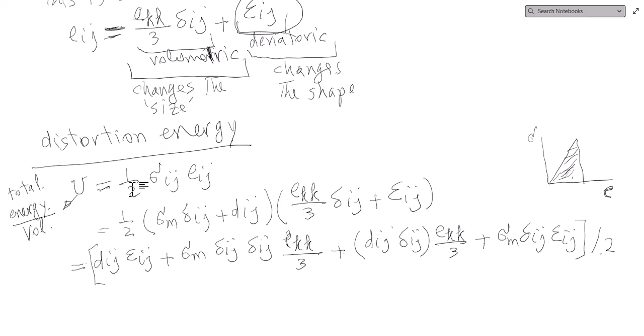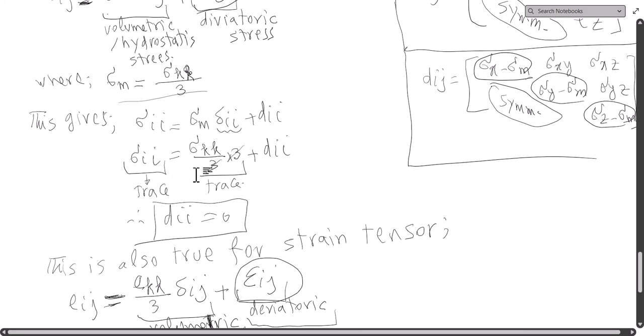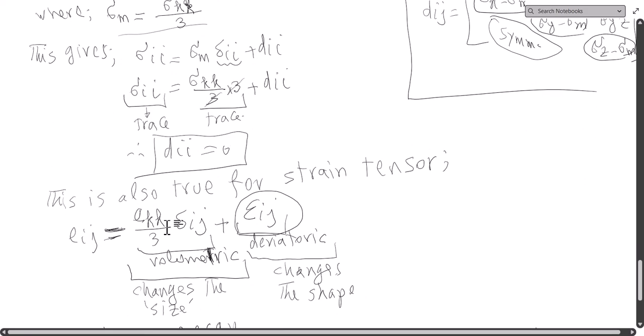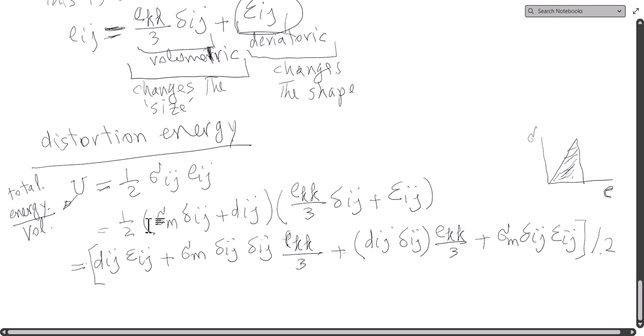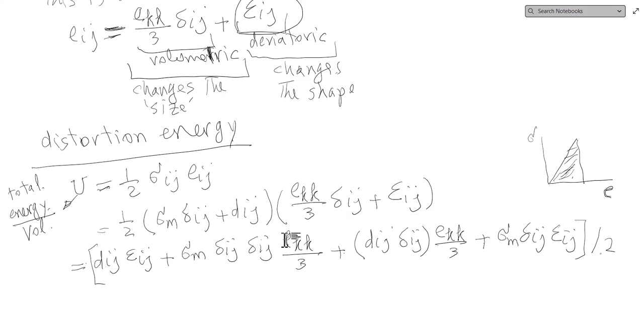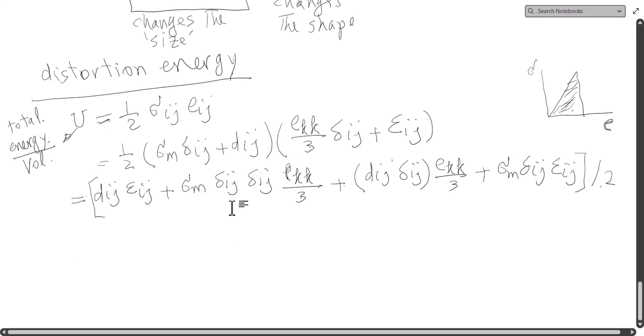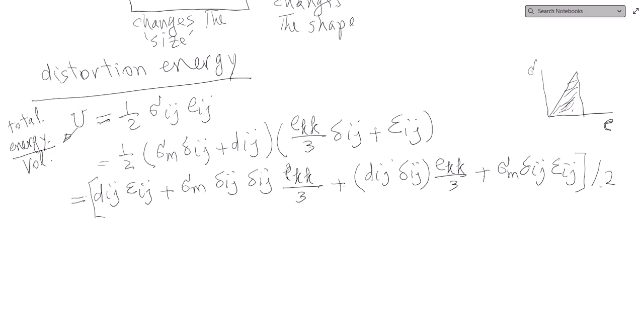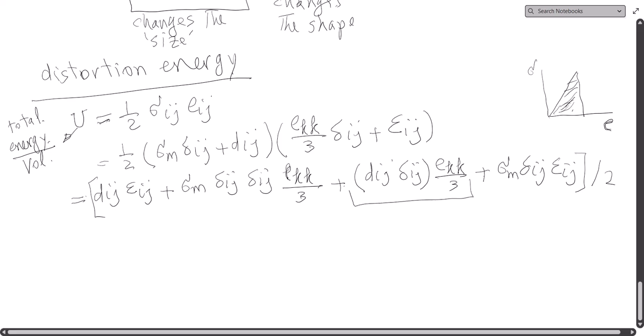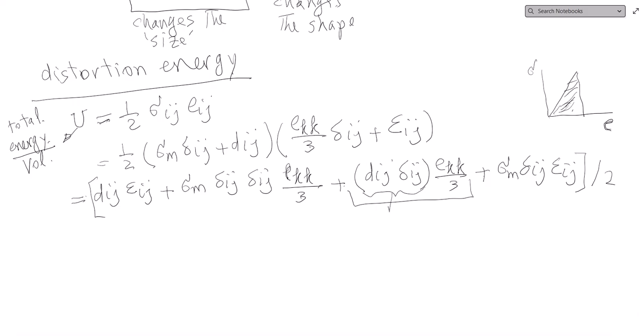I use the expression that we had for sigma_ij and epsilon_ij, and just simply plug it into this energy equation, and then we work out the multiplication, and we get these terms. Now, look at what happens with this term. This piece is actually delta_ij, which replaces the indices. This becomes delta_ii.